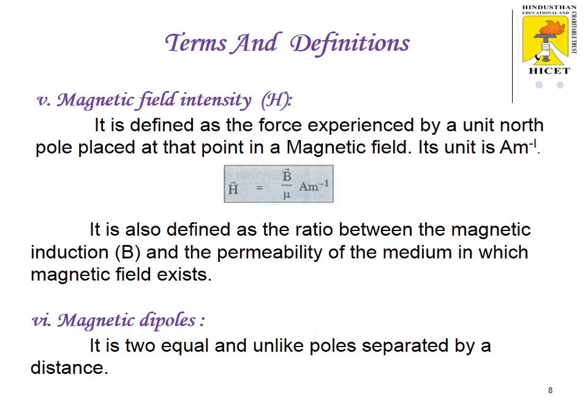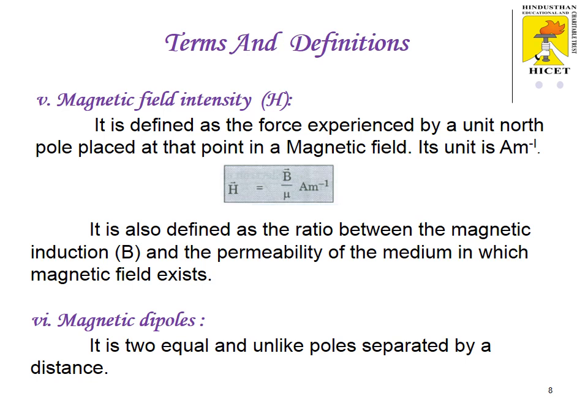The fifth definition is magnetic field intensity. It is denoted by the symbol H. It is defined as the force experienced by a unit north pole placed at that point in a magnetic field. Its unit is ampere per meter. How much magnetic field strength has been applied? That is called magnetic field intensity or magnetic field strength. It is indicated by the symbol H. H is equal to B by mu.